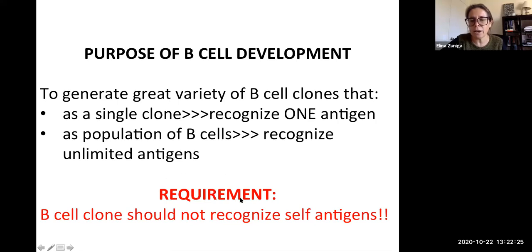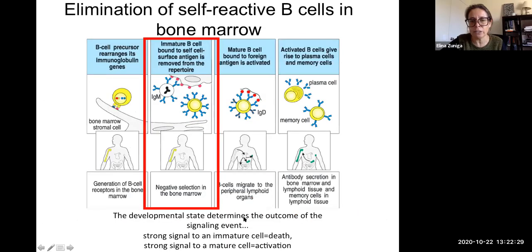But there is a requirement there that the B cell should not recognize self-antigen. And this is in phase 2 of the development that also occurs in the bone marrow. And that elimination of self-reactive B cells in the bone marrow occurs at the immature B cell stage. If the B cell binds to cell surface antigen, it is removed completely from the repertoire.